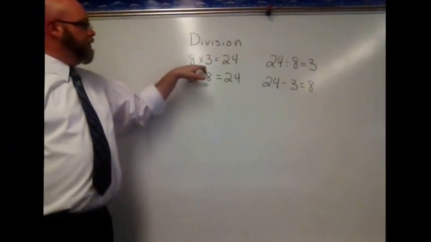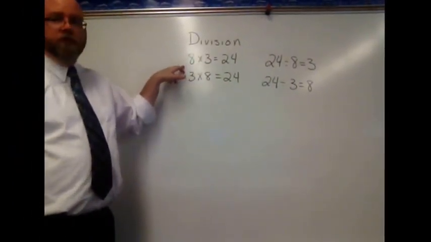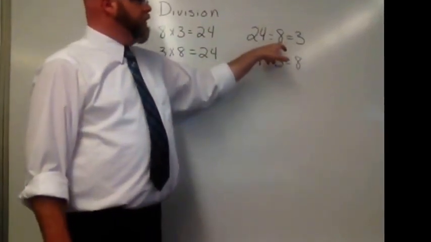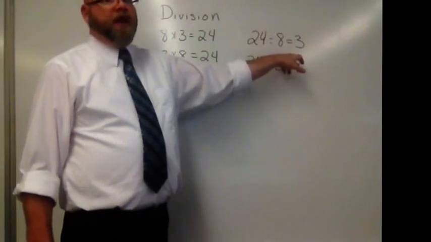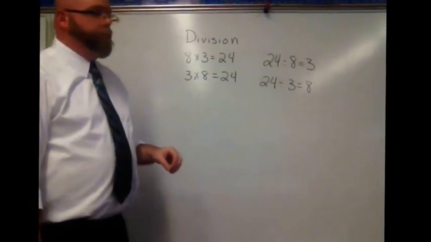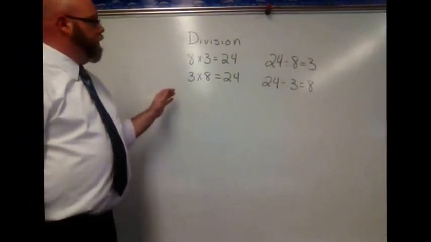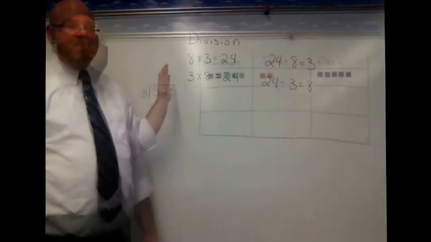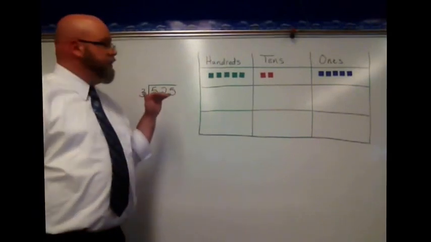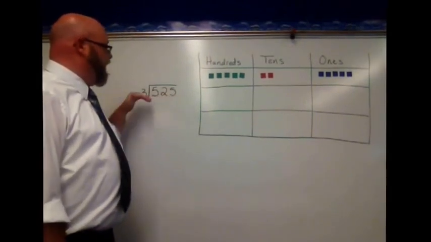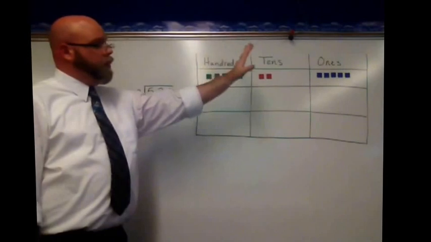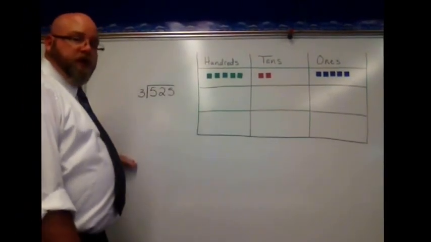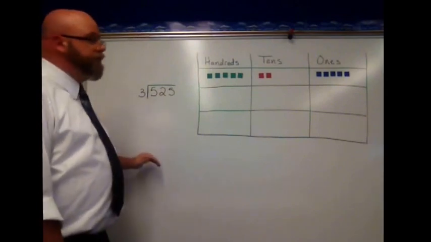When we multiply 8 times 3, they are the factors of 24. When we divide 24 by 8, we're finding the other factor, which is 3. So these fact families work together to show division. So we're looking at actually dividing 525 by 3. We're going to look at what it looks like when we talk about it in place value cubes, and then actually do it alongside too down in the written form.